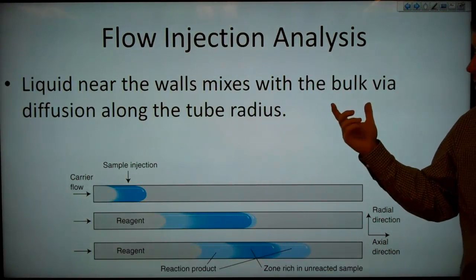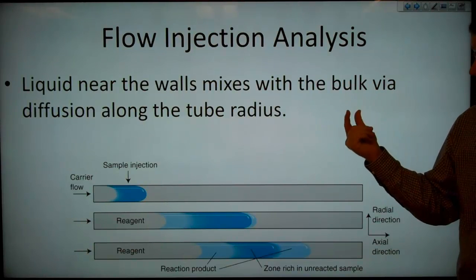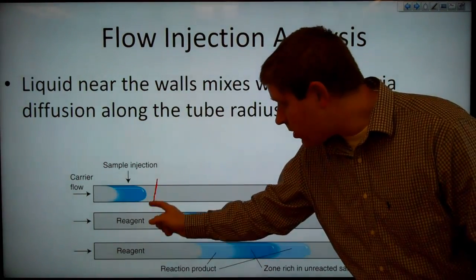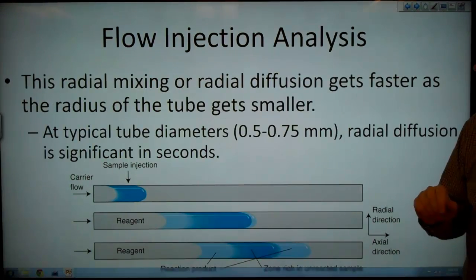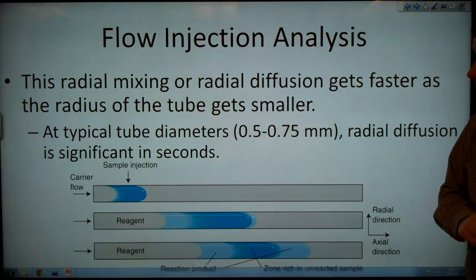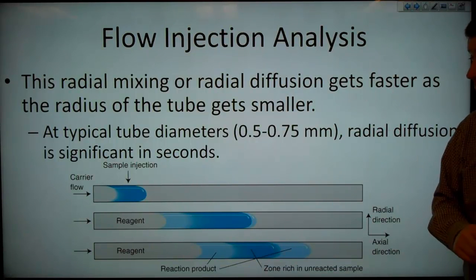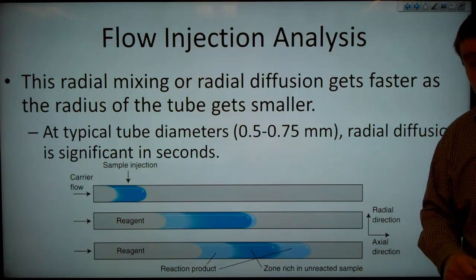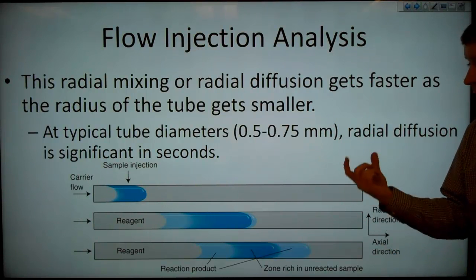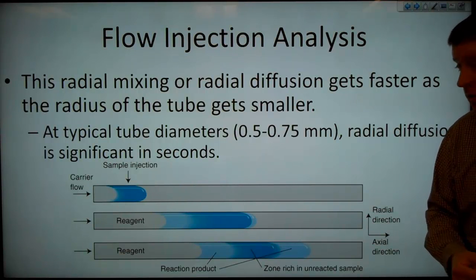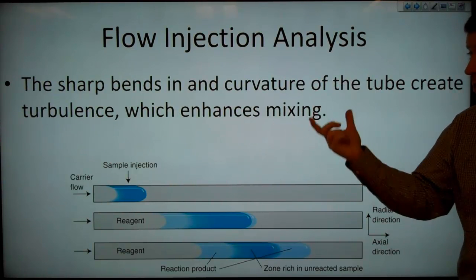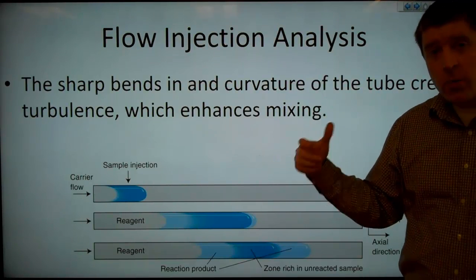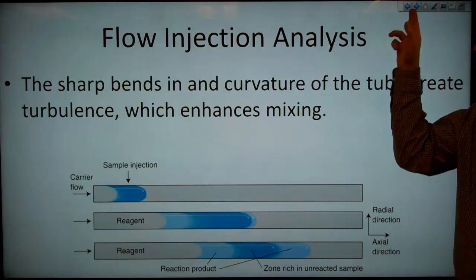Now, liquid near the walls is mixing with the bulk via diffusion along the tube radius, so it's mixing along that direction. This radial mixing or radial diffusion gets faster as the radius of the tube gets smaller, and at typical tube diameters of 0.5 to 0.75 millimeters, the radial diffusion is significant in just a few seconds. The sharp bends in and the curvature of our tube creates turbulence, which just further enhances the mixing.